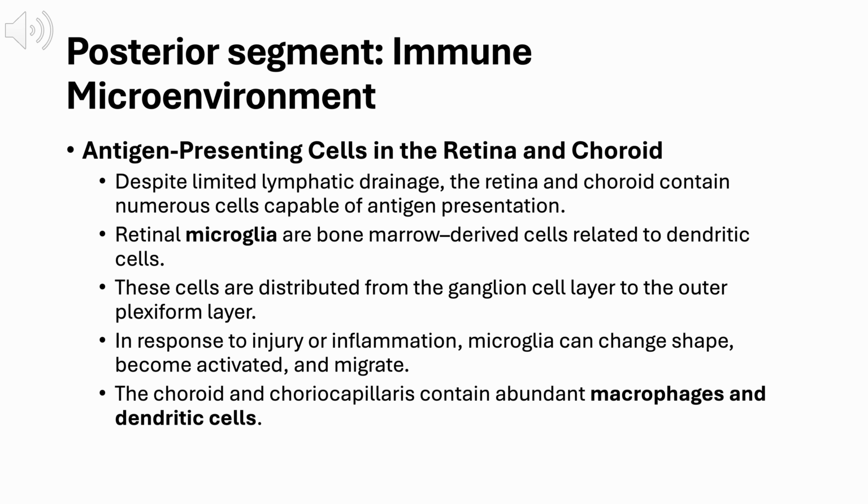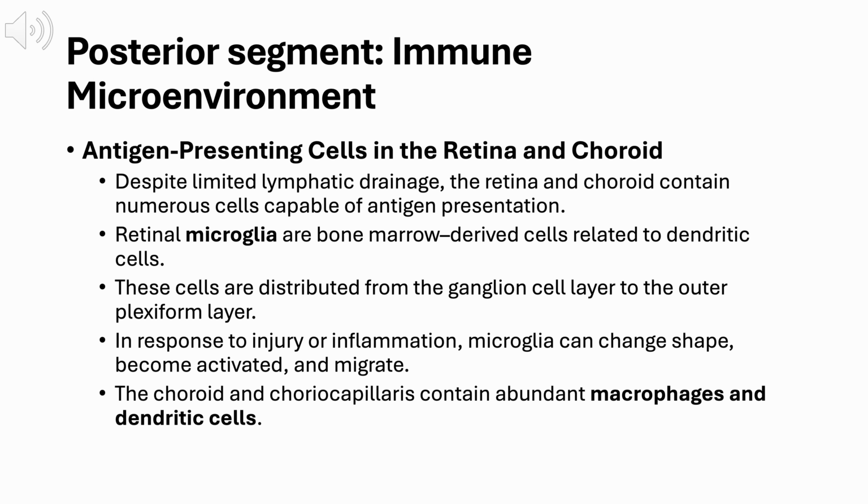Despite that limited lymphatic drainage, the posterior segment is far from immunologically empty. The retina and choroid contain numerous cells capable of antigen presentation. The key players in the retina are the microglia. Retinal microglia are bone marrow-derived cells related to dendritic cells, and they're distributed through the inner retina, from the ganglion cell layer down to the outer plexiform layer, where they act as resident sentinels.